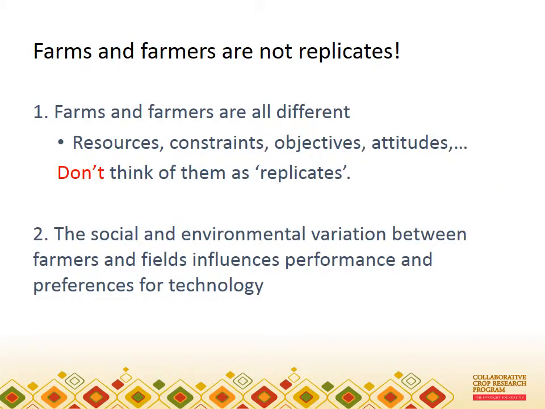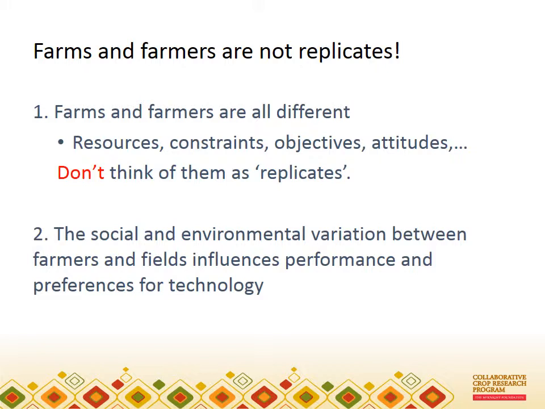However, it is unhelpful to think of farms or farmers as replicates. The concept of replication is that you are repeating the same comparison in what you hope are similar conditions, but farms and farmers are all different. The environmental difference between farms, even those close together, is often obvious. In addition, farmers vary in resources, constraints, objectives, and attitudes. This social and ecological variation is very likely to influence performance and preferences for the treatments being compared.